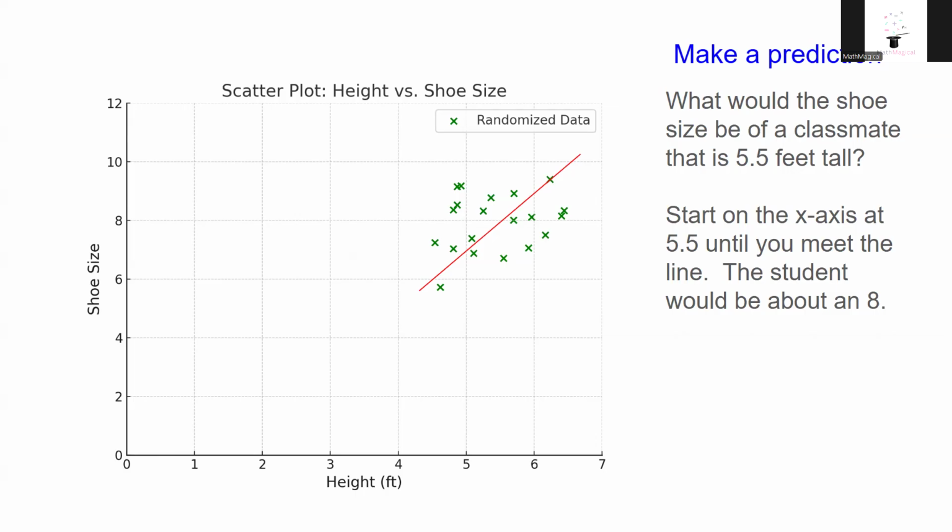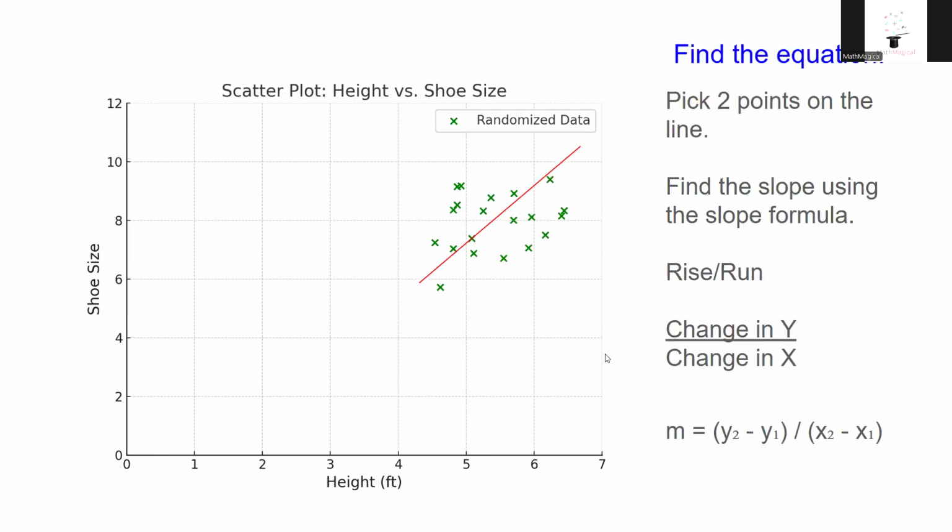Now let's use our line to find the equation for it. When we want to find an equation, we want to pick 2 points on the line. We want to find the slope using the slope formula. Some of you might have this memorized as rise over run or change in y over change in x. But the equation for slope, m representing slope, is y2 minus y1 over x2 minus x1, where y2 minus y1 is the change in y, or the amount the equation rises, and x2 minus x1 is the change in x, or the amount the graph runs over a certain distance.